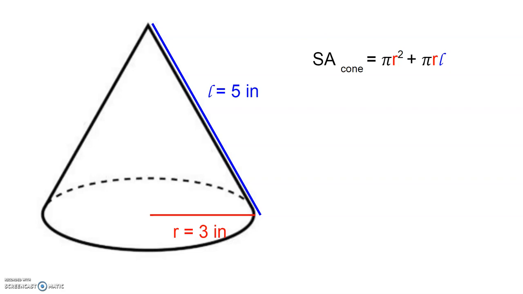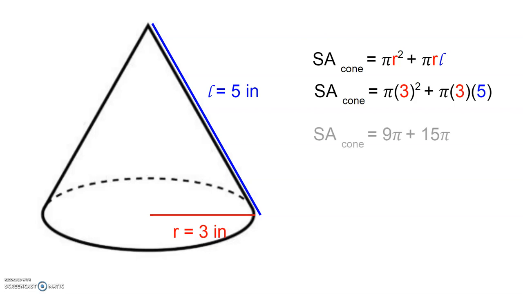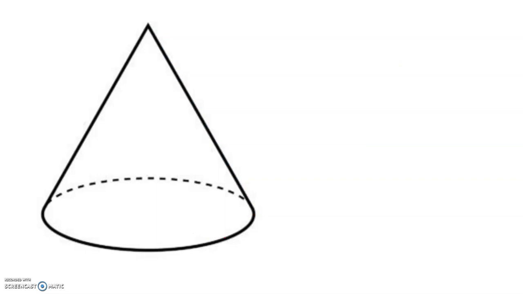The pi r squared portion of the formula is the bottom circle, the base, and then the lateral area is pi times r times slant height. Once we write out our general formula for surface area of a cone, we're just going to substitute in the values from the diagram, simplify our terms down, and then combine our like terms, making sure that we include the units squared, inches squared.